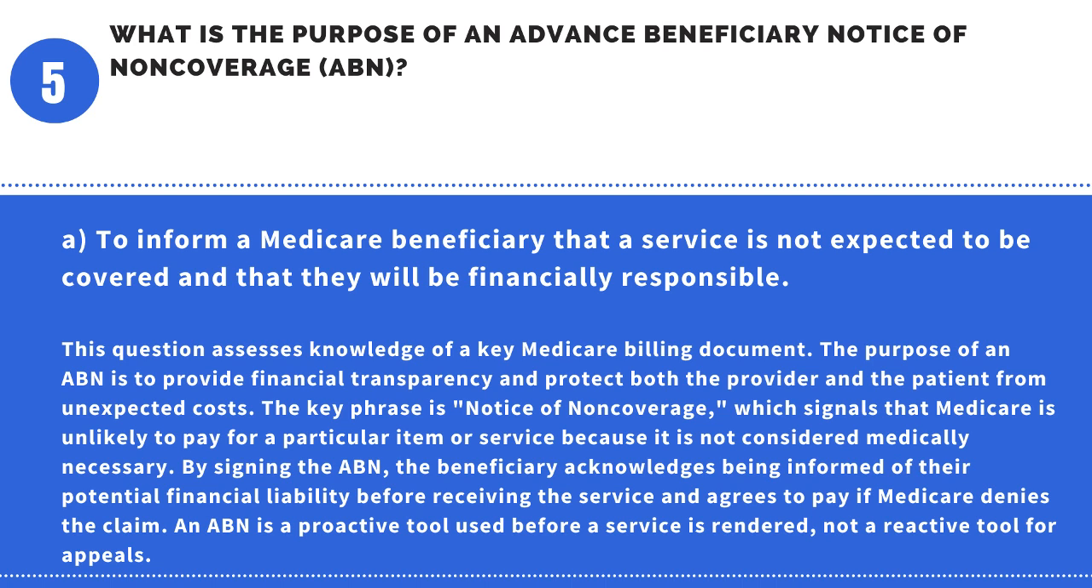By signing the ABN, the beneficiary acknowledges being informed of their potential financial liability before receiving the service and agrees to pay if Medicare denies the claim. An ABN is a proactive tool used before a service is rendered, not a reactive tool for appeals.